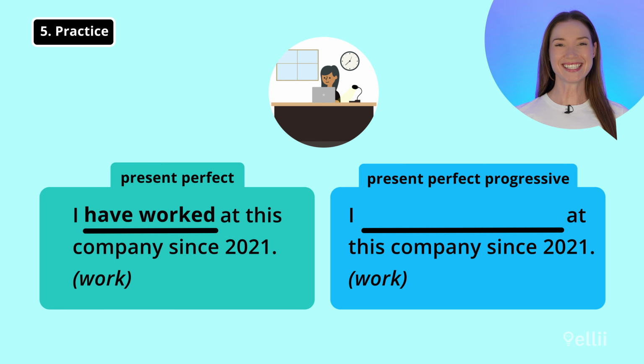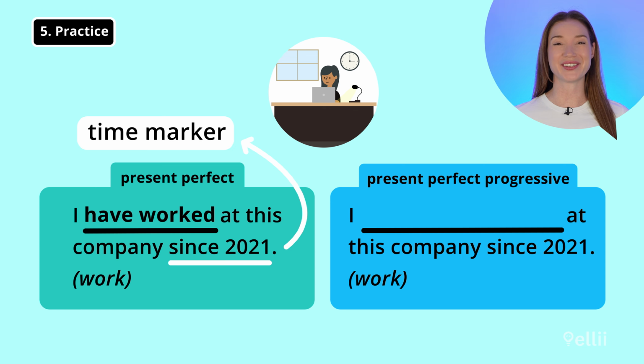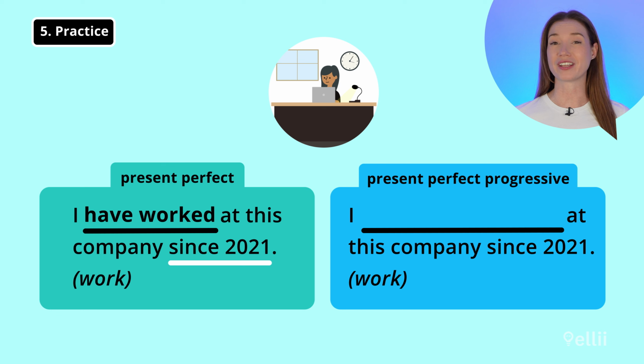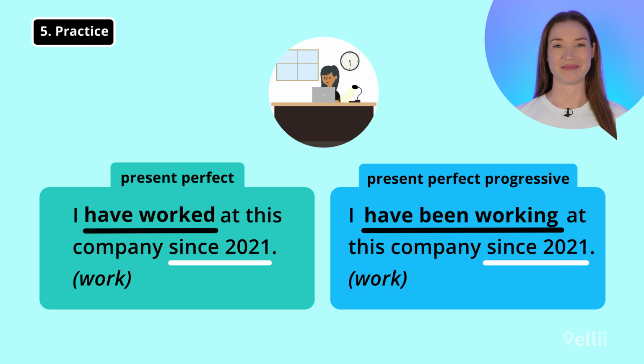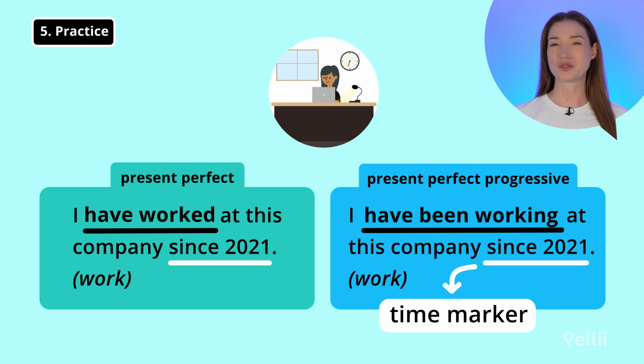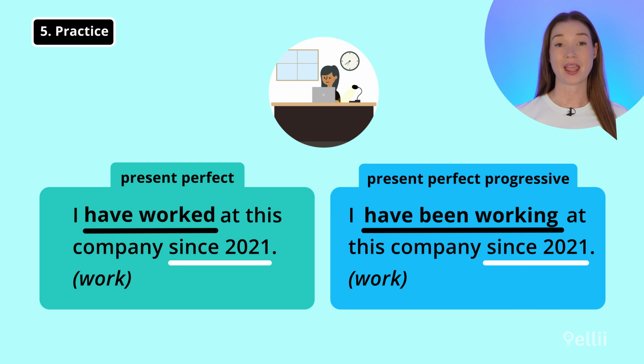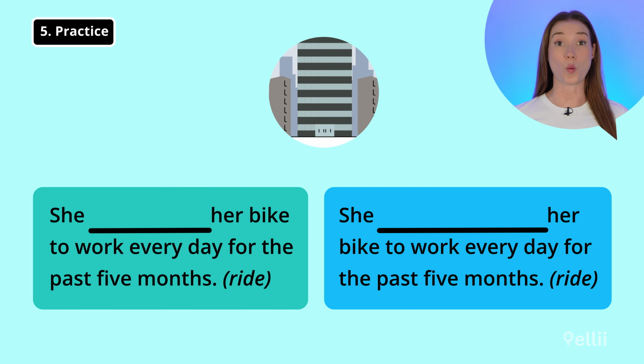The first sentence is, I have worked at this company since 2021. You know I've worked there from 2021 until now, but you don't know if I'll continue working there. The second sentence is, I have been working at this company since 2021. You know I've worked there from 2021 until now, and you know I will continue working there in the future. Let's try one more set.